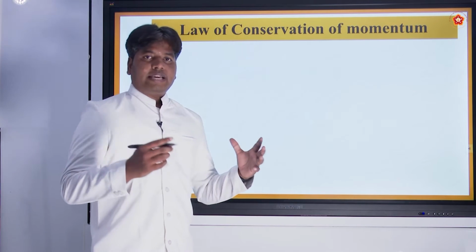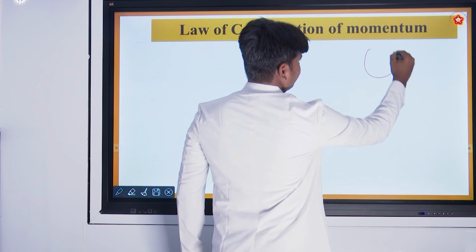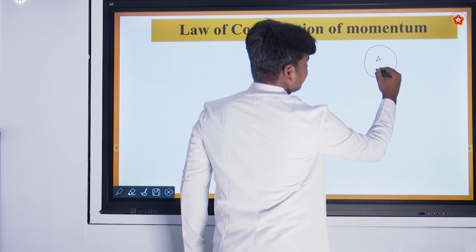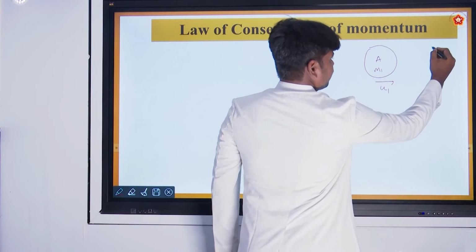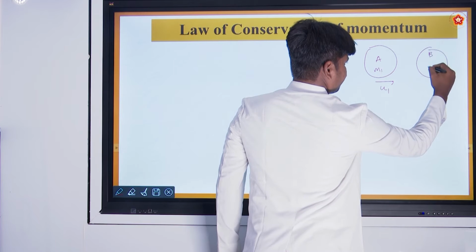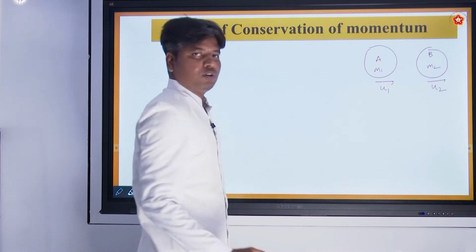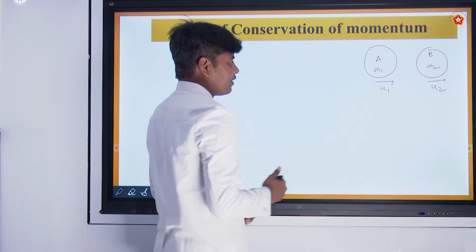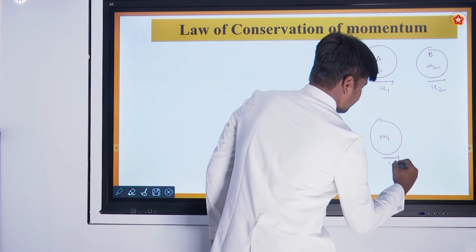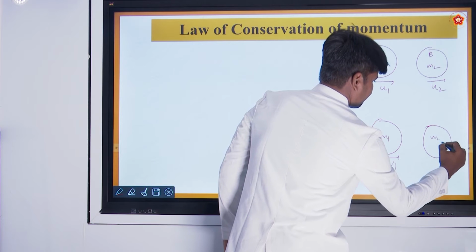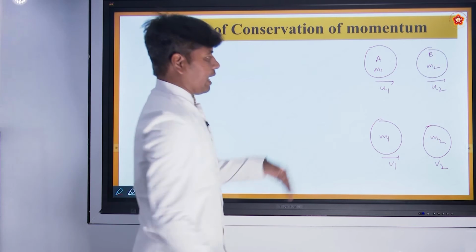So let us now take a scenario where you have a body A which is having a mass m1 moving with velocity u1. There is another body B of mass m2 which is moving with velocity u2. After some time they collided. After collision, they have changed their velocities. So m1 now is moving with v1, m2 now is moving with v2. Okay. Now this is after collision.